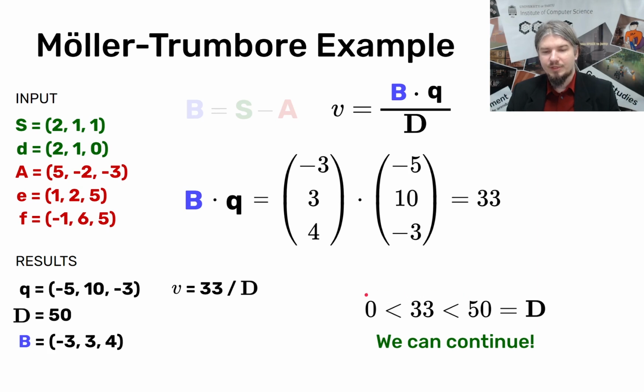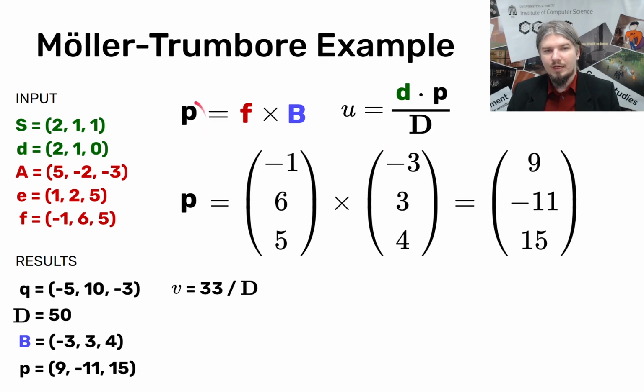Because if it's below 0, then we know that we need to stop because the fraction will be less than 0. And if it's above 50, then we also know that we need to stop because the fraction will be greater than 1. So the fraction will only be between 0 and 1 if 33 is between 0 and 50. And right now it is, so we can continue.